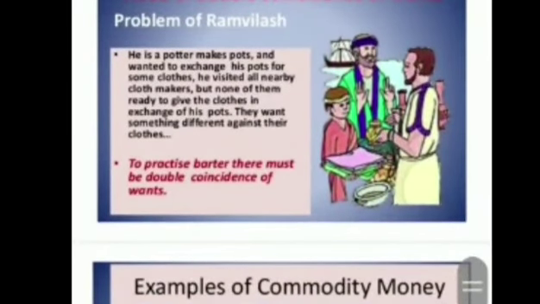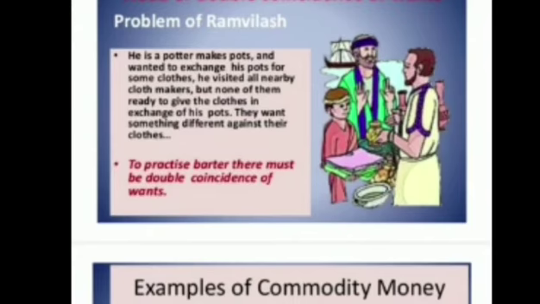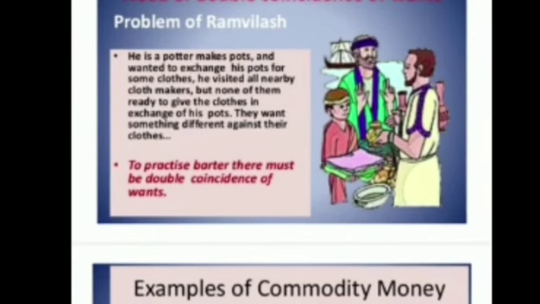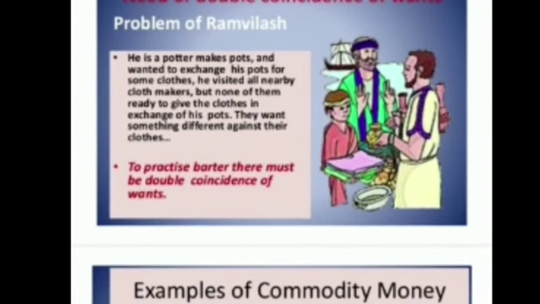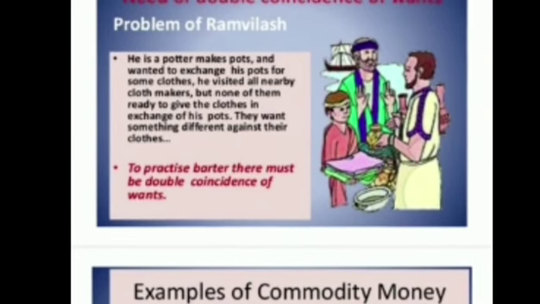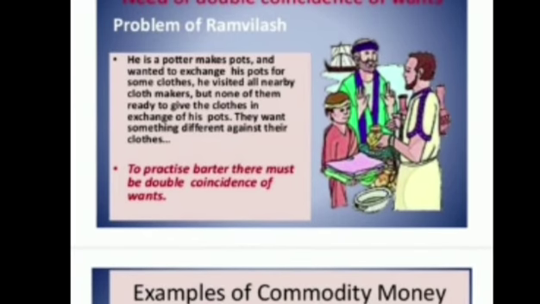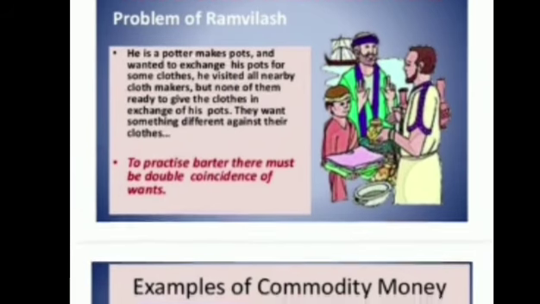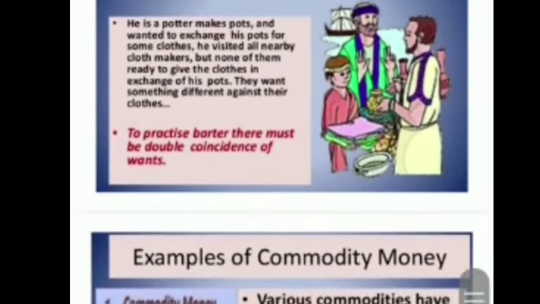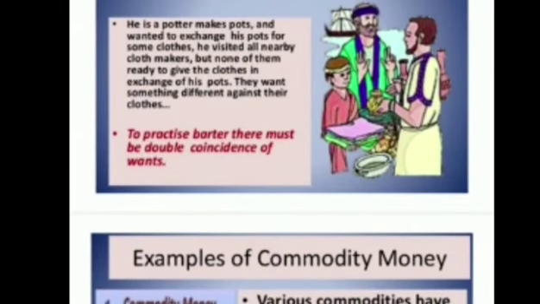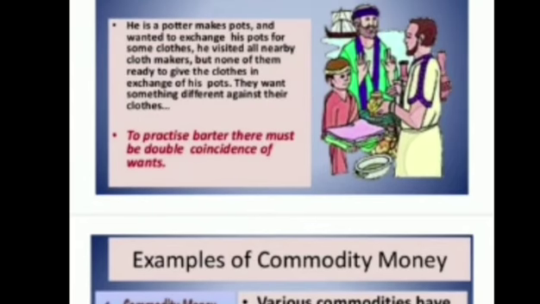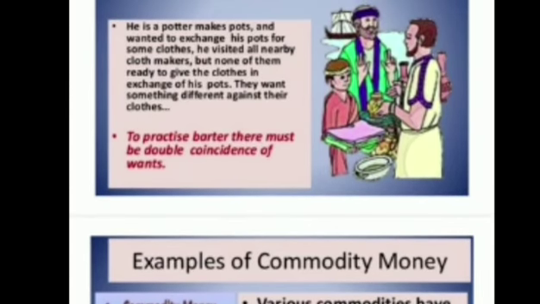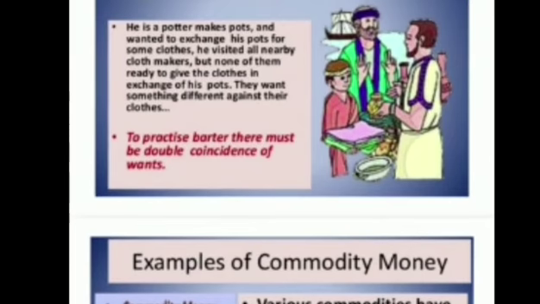We know that before the modern forms of money came, the barter system was in use. Now we see here the need of double coincidence of wants. Why do we need double coincidence of wants? Suppose, for example, a potter makes pots and wants to exchange his pots for some clothes. He visited all nearby cloth makers, but none of them was ready to give clothes in exchange for these pots. They want something different for their clothes. So to practice barter, there must be double coincidence of wants. The persons should agree to exchange their things.